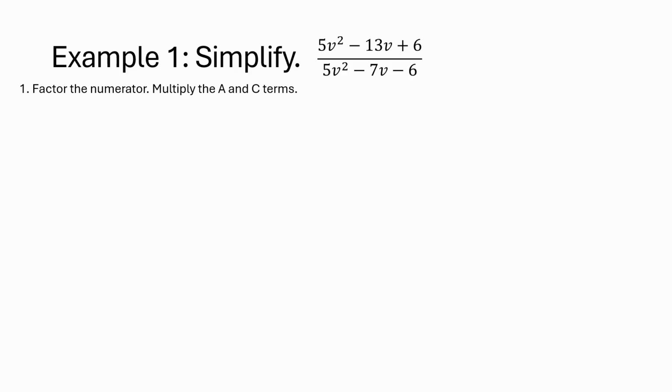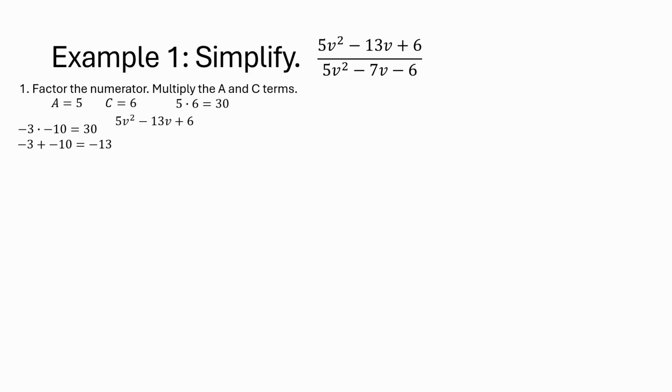We're going to multiply the A and the C terms. So the A is 5 and the C is 6. So I'm going to multiply those. 5 times 6 gives me 30. And the numerator was 5v squared minus 13v plus 6. So what I'm really doing here is I'm looking for two factors of 30 that multiply to give me 30, but add to give me that middle term, that negative 13v. And so those two factors will be a negative 3 and a negative 10.